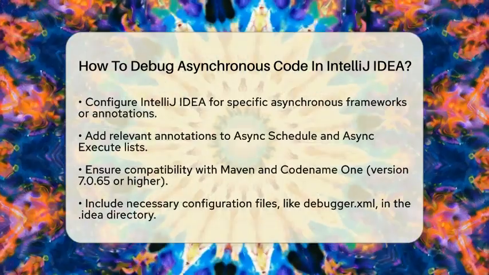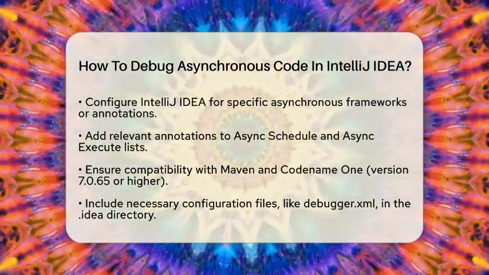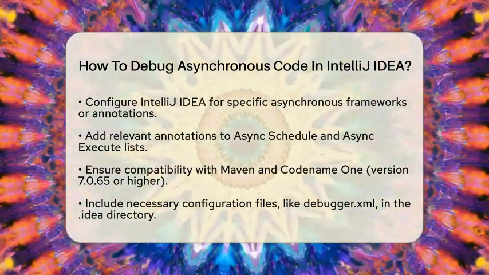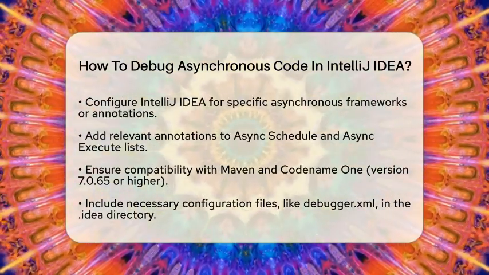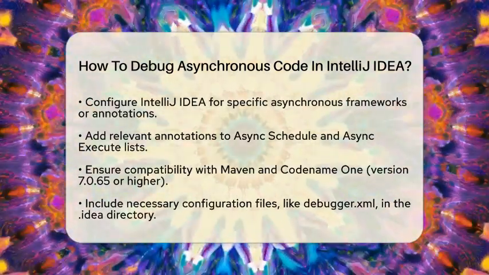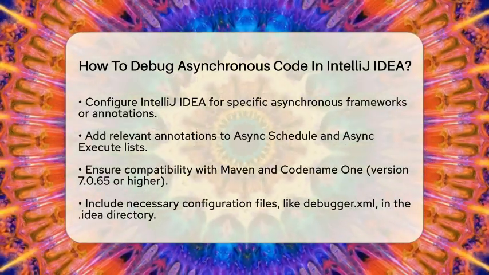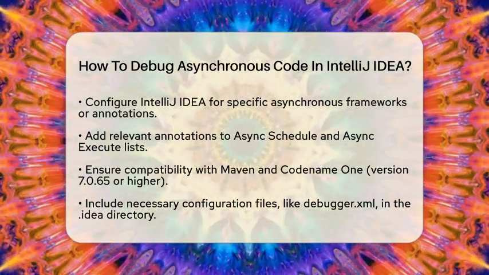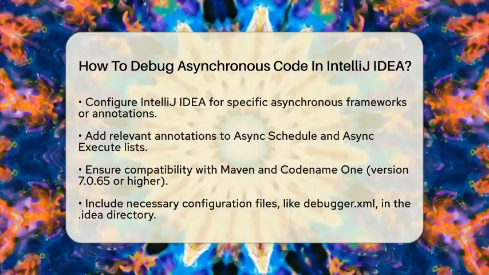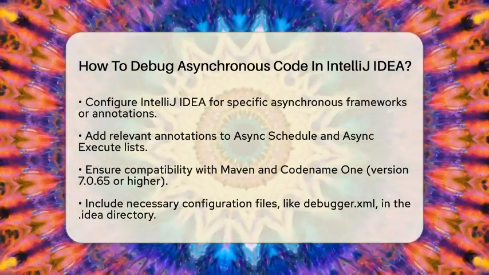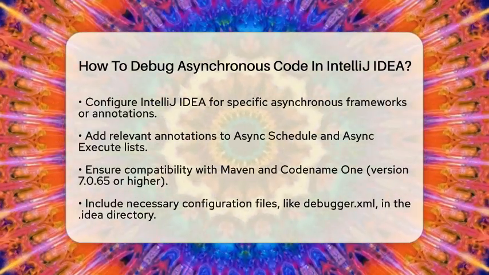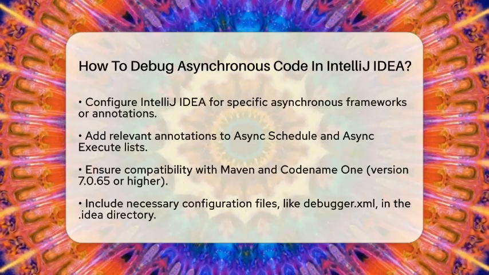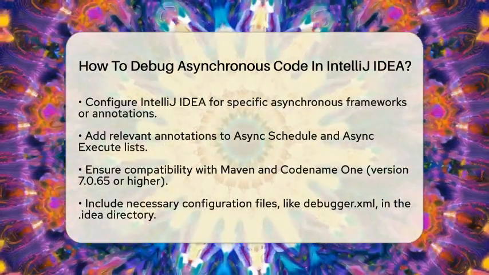If your project uses specific asynchronous frameworks or annotations, such as Codename1's Codename1 annotations, Async, make sure to configure IntelliJ IDEA to recognize these. You can do this by adding the relevant annotations to the Async Schedule and Async Execute lists in the debugger settings. This setup allows IntelliJ IDEA to track asynchronous calls more accurately. It will present combined stack traces that include both the original calling thread and the asynchronous thread.